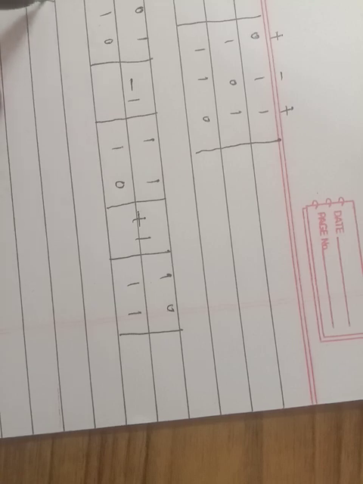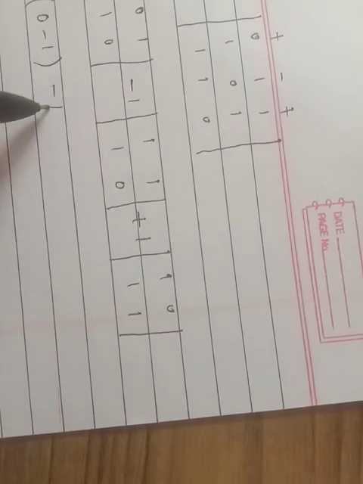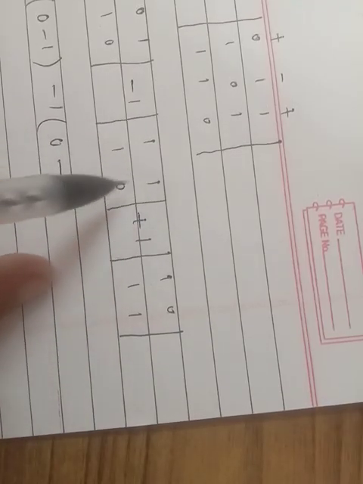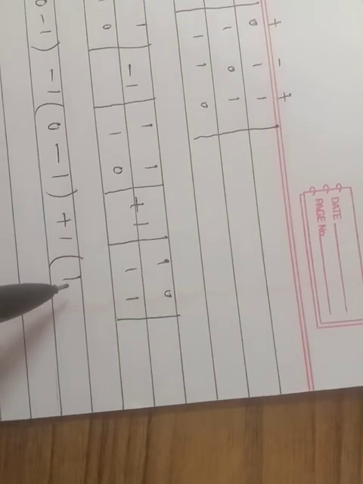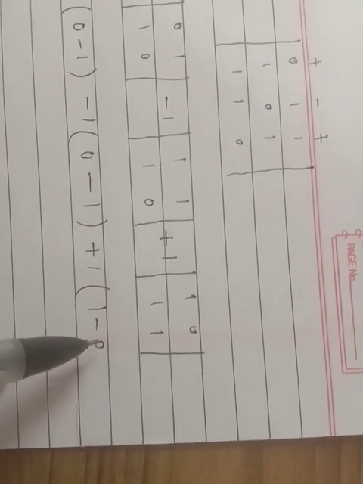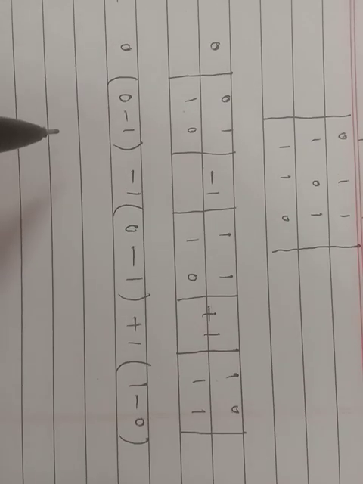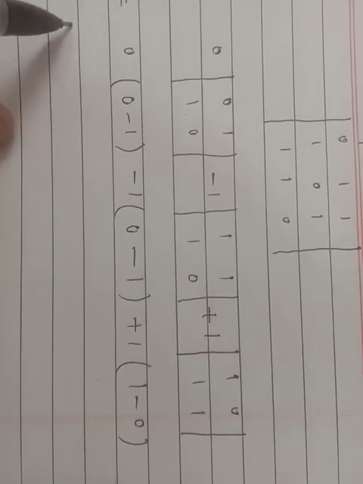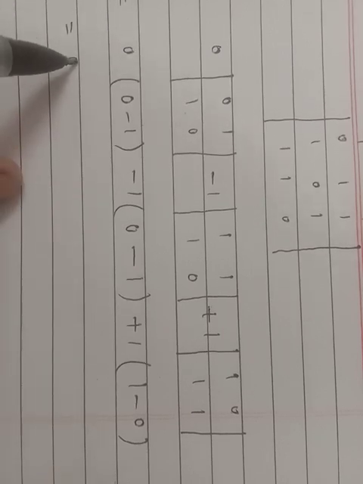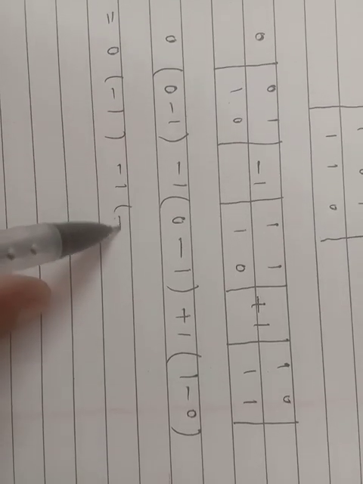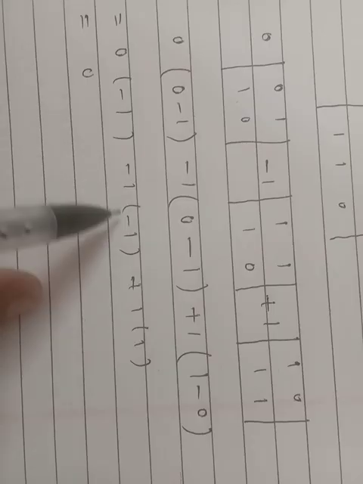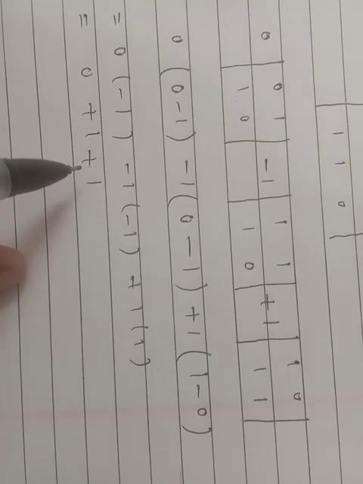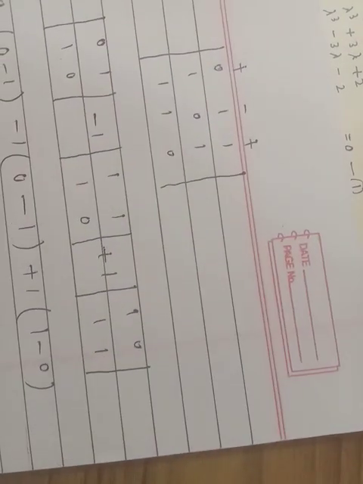A 2 by 2 determinant is solved by this method: this times this minus this times this. So 0 into 0 minus 1 into 1, minus 1 times (1 into 0 minus 1 into 1), plus 1 times (1 into 1 minus 0). That gives 0 minus 1 times minus 1, plus 1, which is equal to 2. We will solve the determinant by this method.